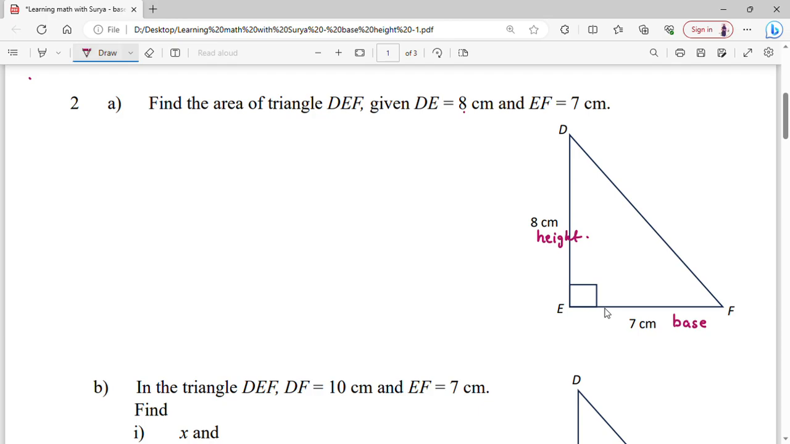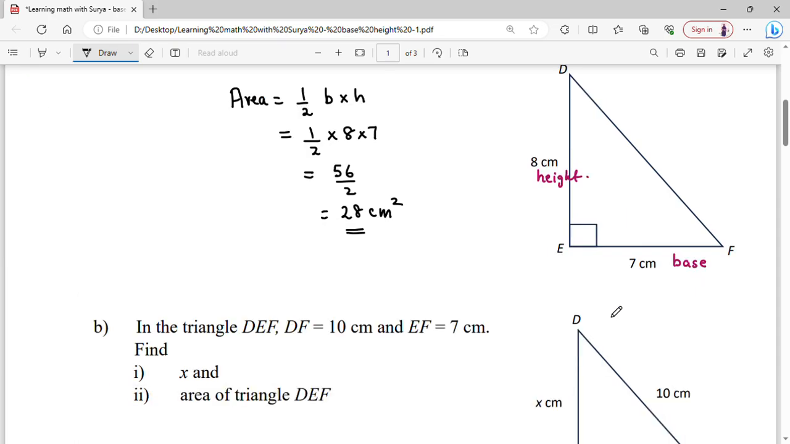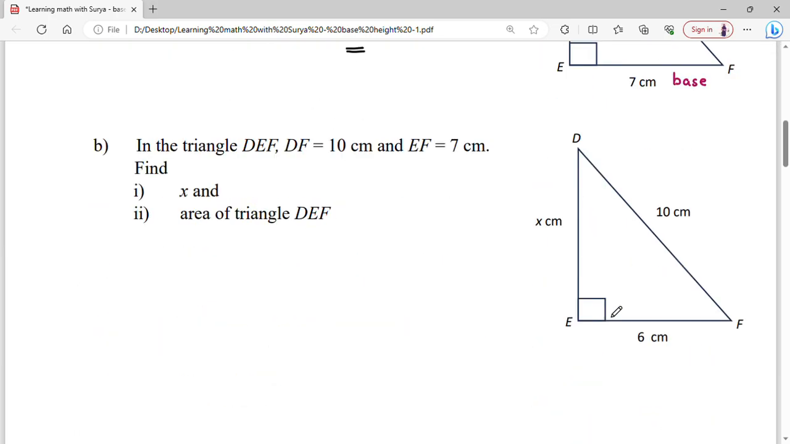So as I told you, I always prefer to write the entire formula. Area is equal to half base into height. So this will just be half times 8 times 7, which would be 56 by 2, or it is 28 cm squared. And there goes, how easy it is if you are able to identify and write the formula correctly. Okay, now let's move on to the next question.